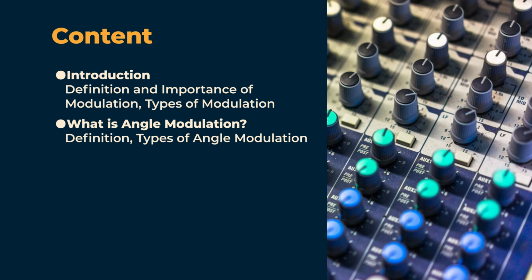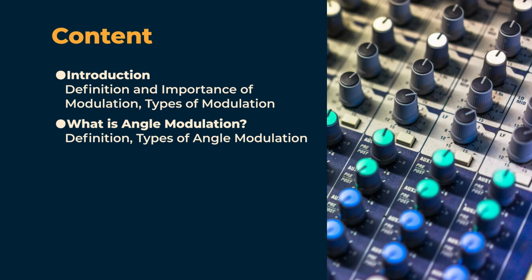Second, I will cover what is angle modulation. In this, I would like to discuss first the definition and explain how angle modulation involves varying the phase or frequency of the carrier wave. After this, we will also discuss the types of angle modulation, introducing the two types, which are fundamentally frequency modulation, abbreviated as FM, and phase modulation, which is abbreviated as PM.